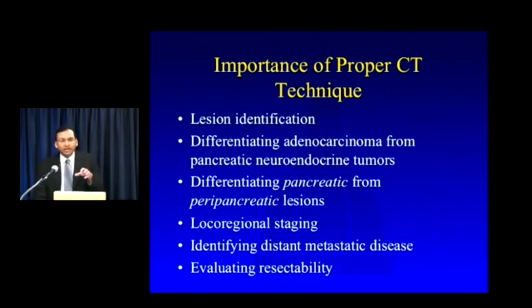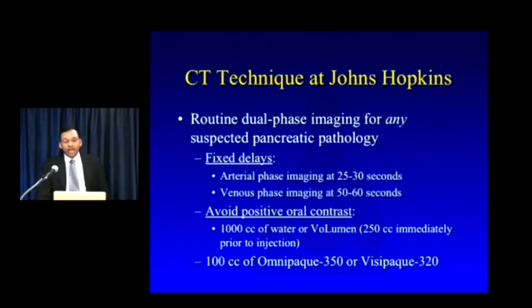But once you've identified the lesion and figured out what it is, having that proper technique is critical in terms of local regional staging, identifying distant metastatic disease, and providing your clinician that critical information as to whether or not a lesion is resectable or not. Now, our standard pancreatic protocol at Hopkins is a dual-phase study. So any suspected pancreatic pathology, not just a mass, but things like pancreatitis, are going to get a dual-phase study.